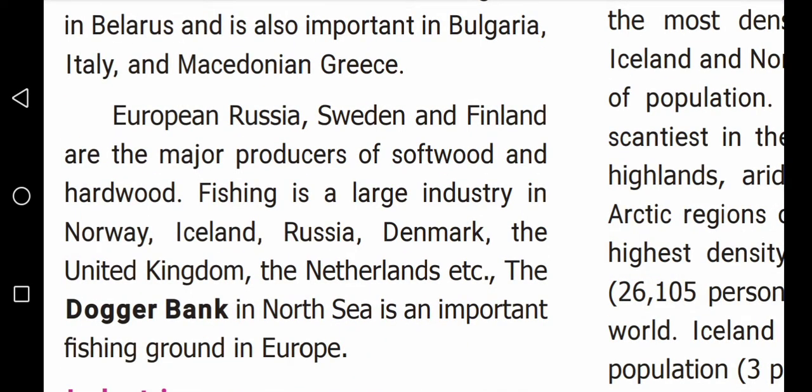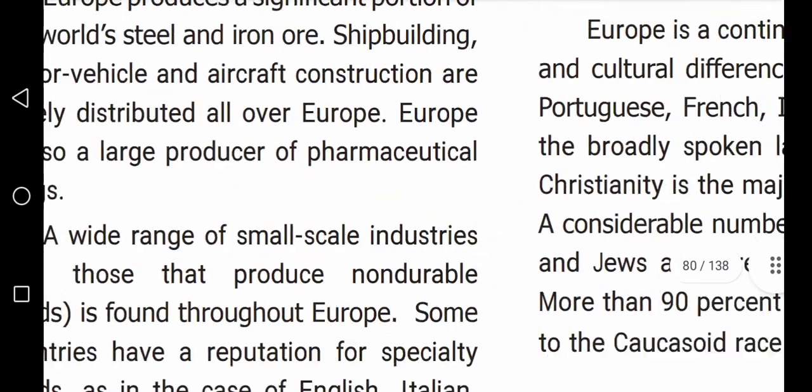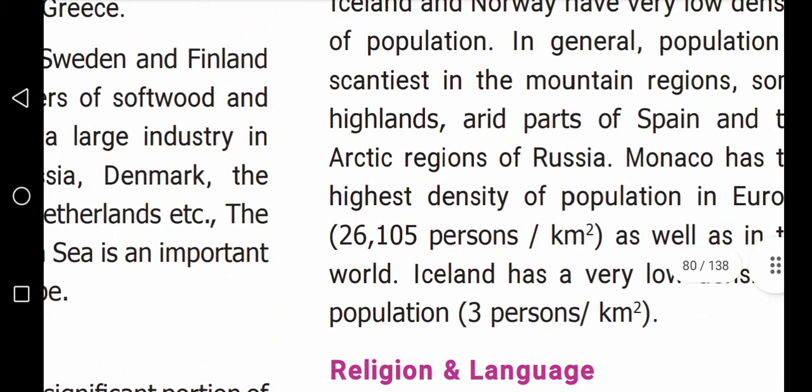Fishing is a large industry in Norway, Iceland, Russia, Denmark, the United Kingdom, the Netherlands, etc. The Dogger Bank in the North Sea is an important fishing ground in Europe. So they use it for fishing. Next one, and so many industries are also present.